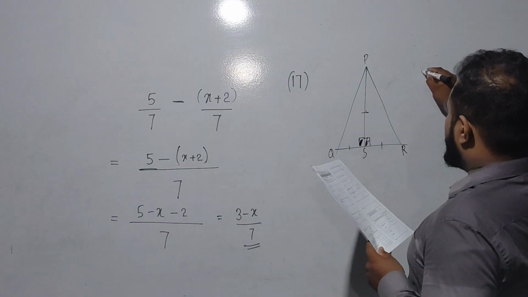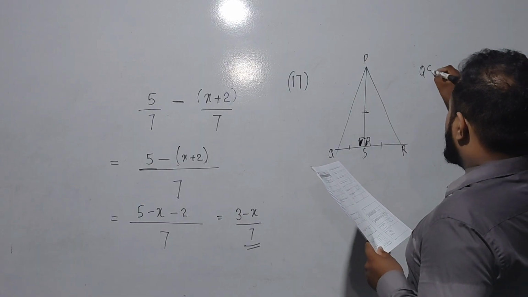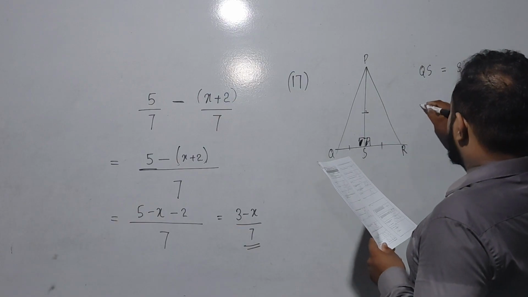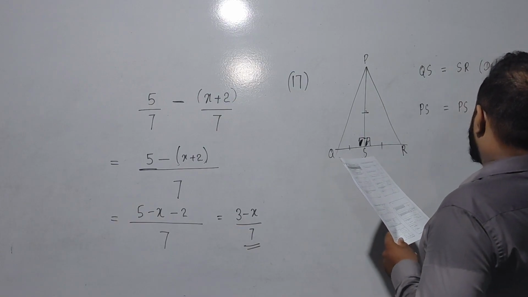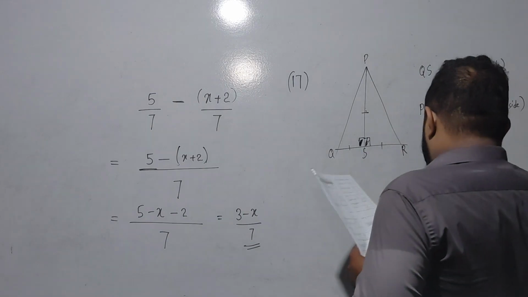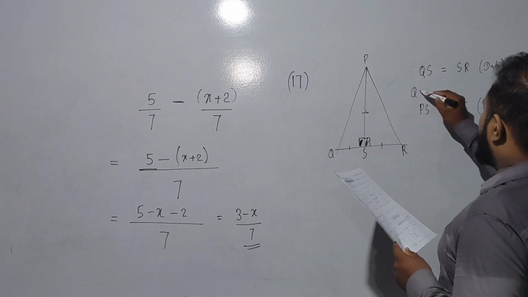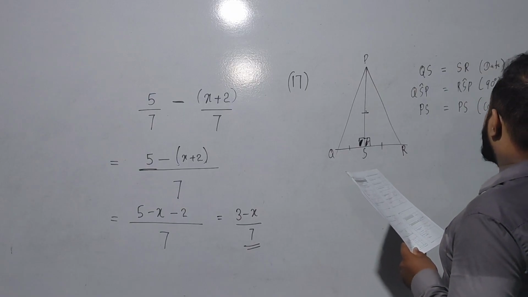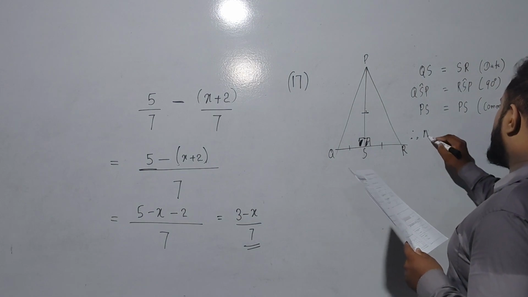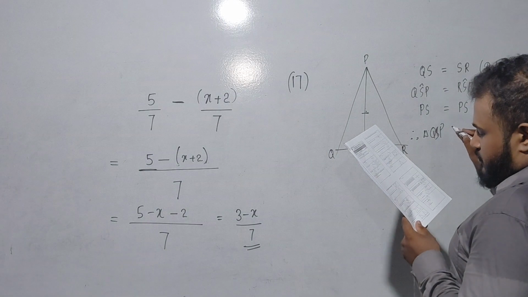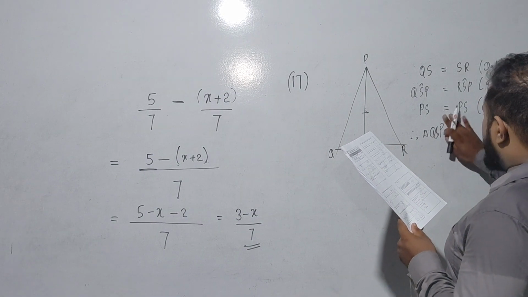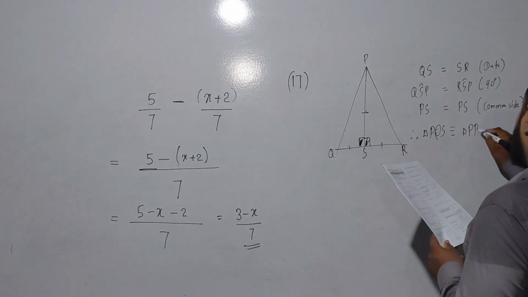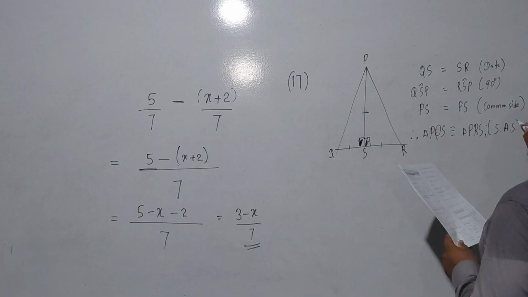Just write the congruency part. We can write QS equals SR, given. Then PS is equal to PS, common side. Then we can write angle QSP equals angle RSP. What's the reason? Both are 90 degrees. So we can write, therefore, triangle PQS is congruent to triangle PRS. In which case? Side, angle, side case.